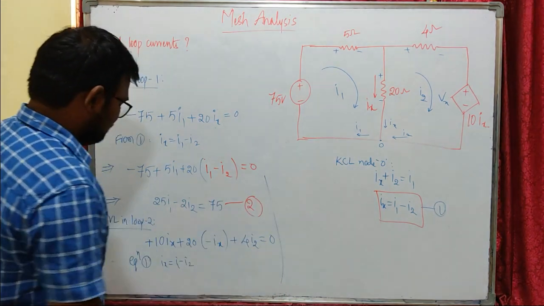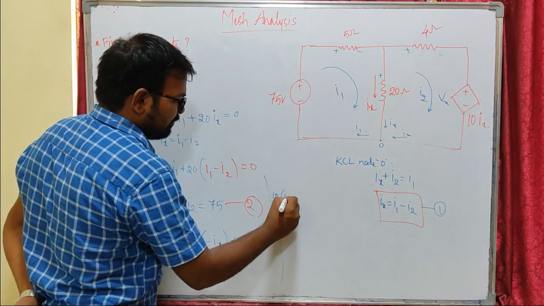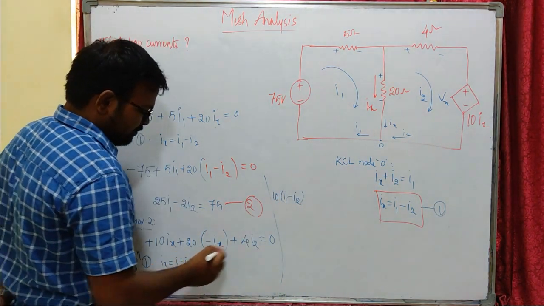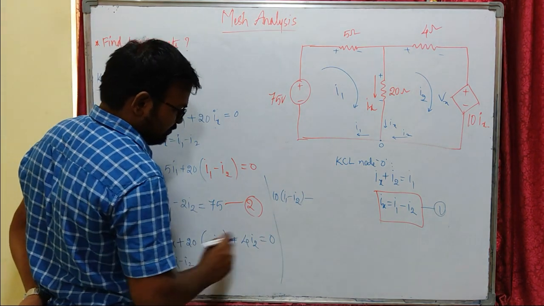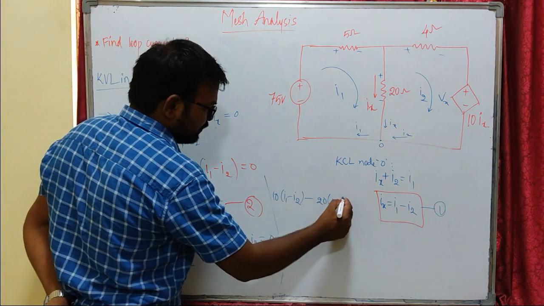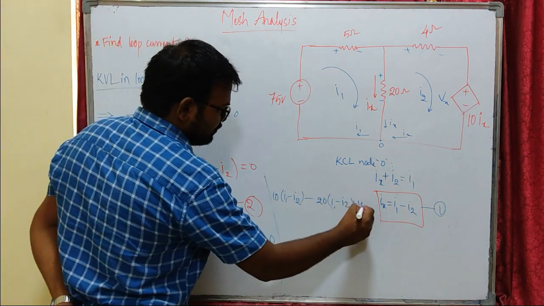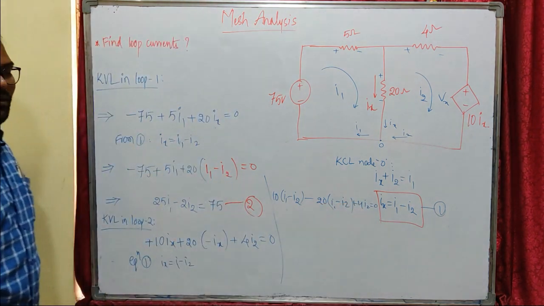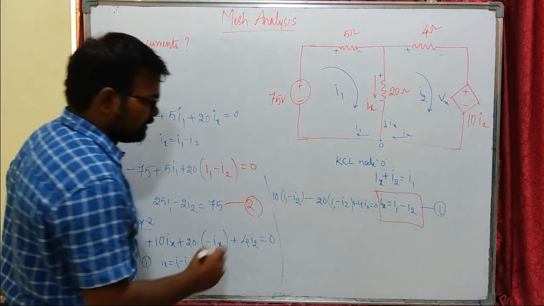So that will become 10 into I1 minus I2. Plus that will be minus 20 into, in place of Ix I am going to replace it with I1 minus I2, plus 4I2 should be equal to 0. So let us rearrange this.